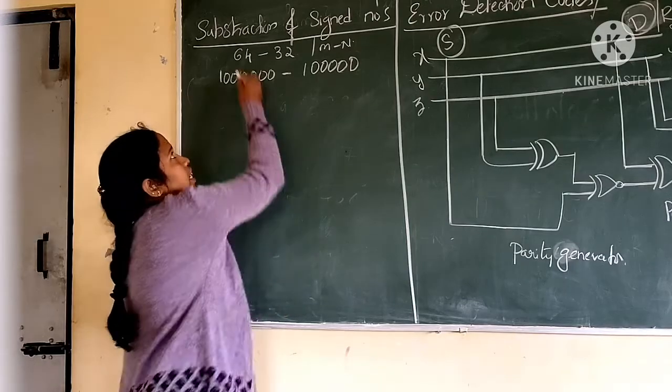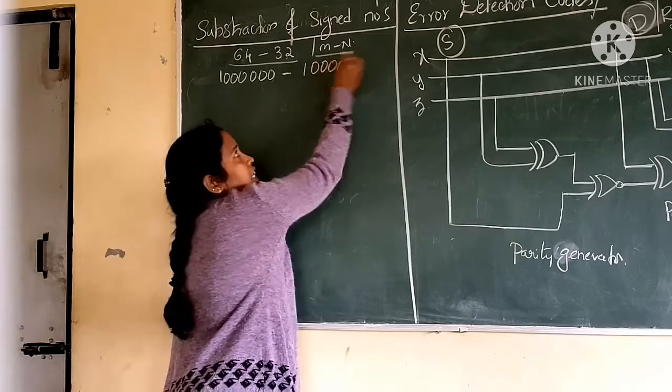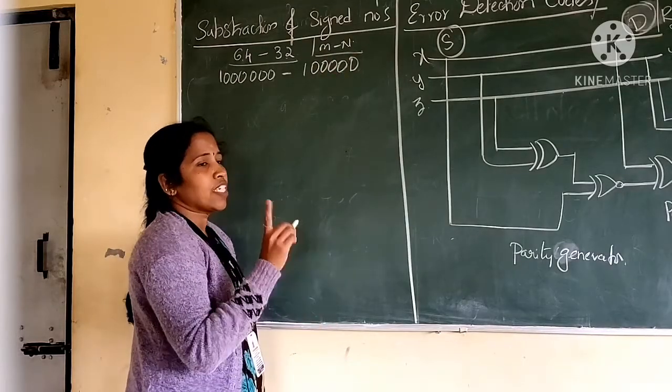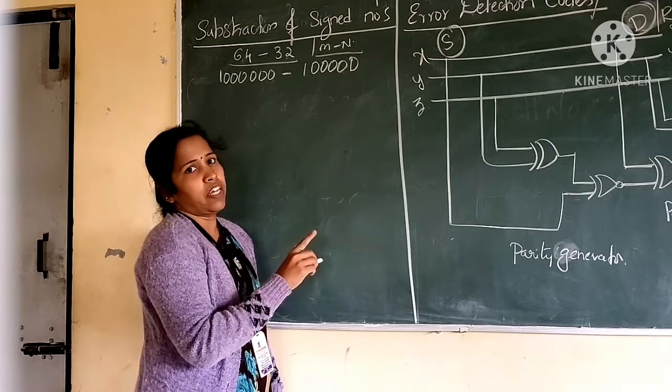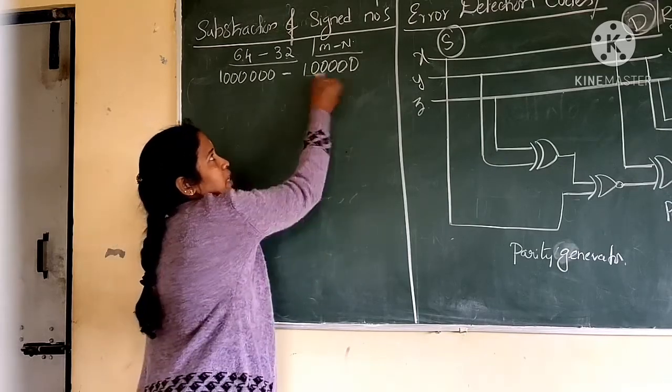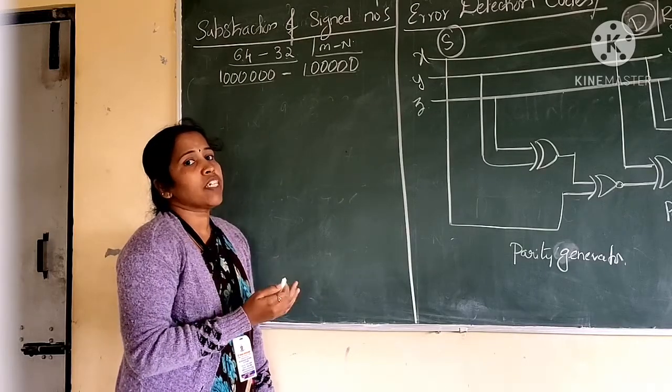Now here I have taken: subtract 32 from 64. So it is in M minus N form. The first step is to add the r's complement of N with M. Now here, which number system have we taken? It is the binary number system.